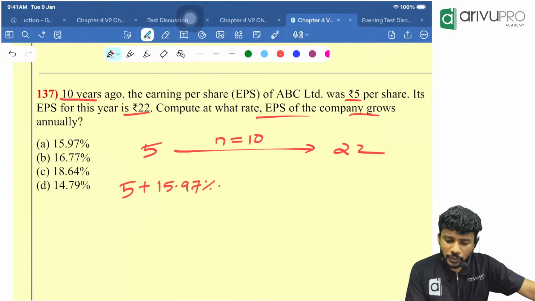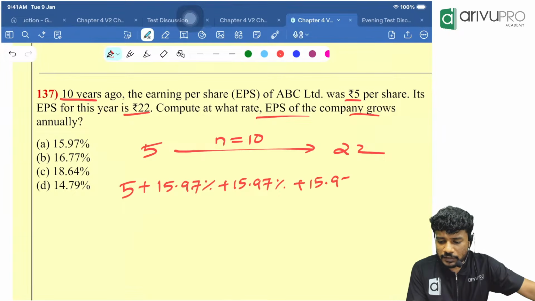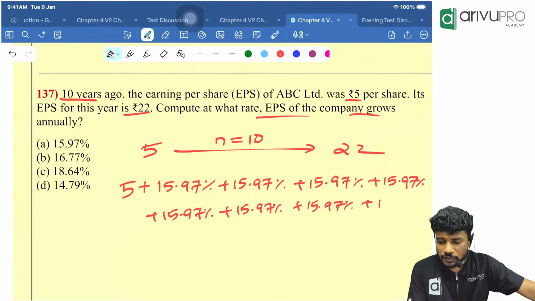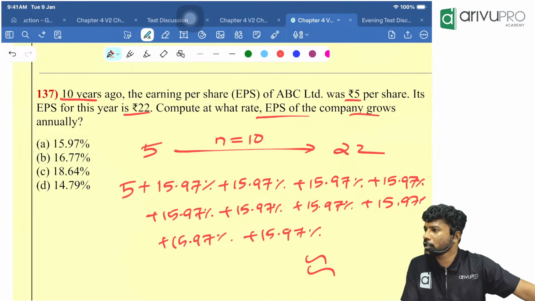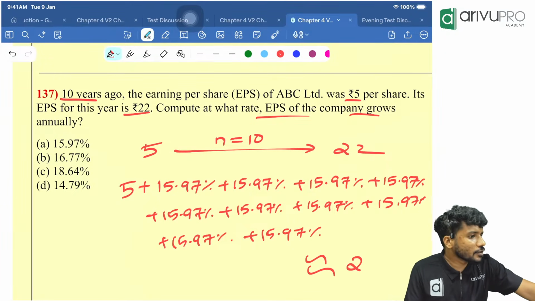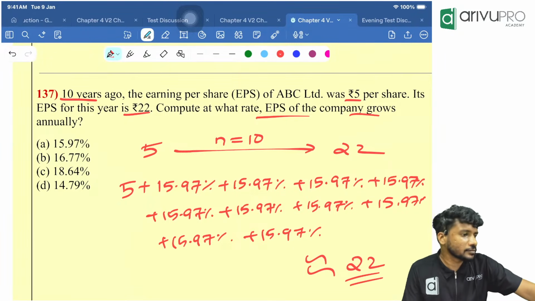5 plus 15.97 percent, plus 15.97 percent, and so on, repeating 10 times. Are you getting approximately 22? How much are you getting? 22.0 something. That is approximately 22.